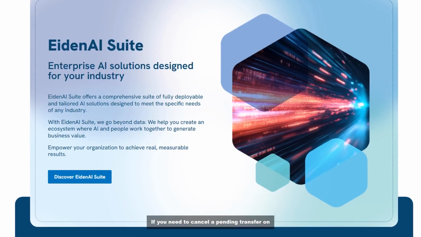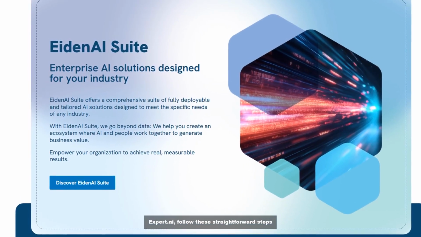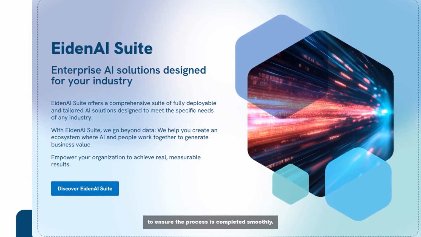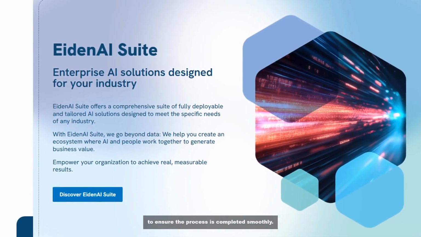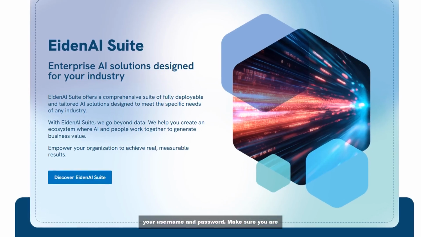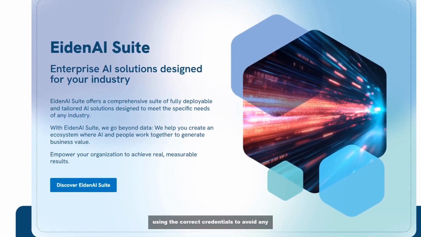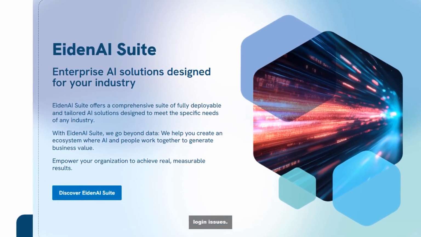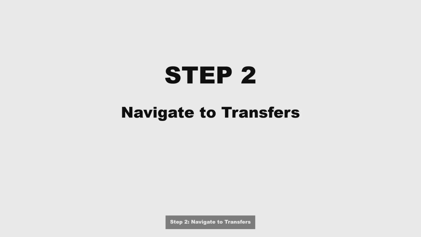If you need to cancel a pending transfer on Expert.ai, follow these straightforward steps to ensure the process is completed smoothly. Step 1. Log in. Access your Expert.ai account by entering your username and password. Make sure you are using the correct credentials to avoid any login issues. Step 2. Navigate to transfers.